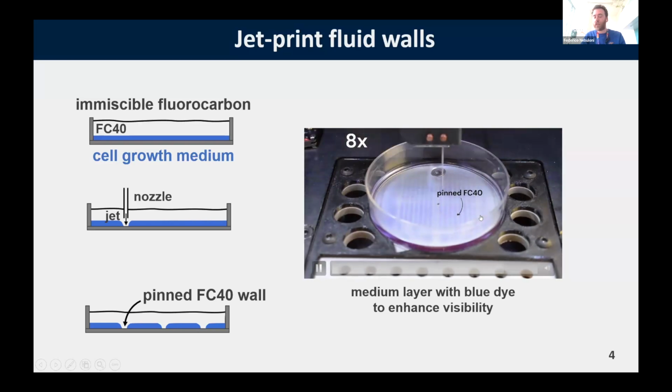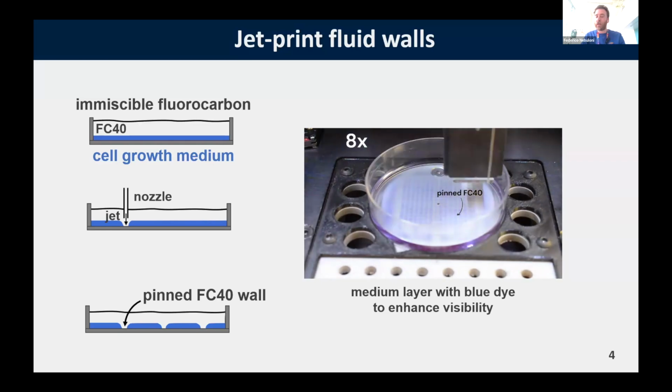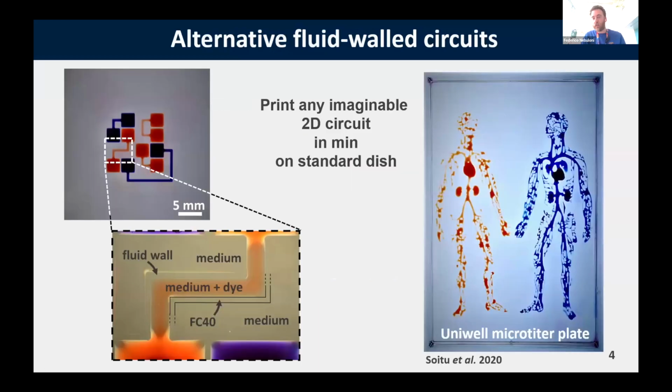Speeding up the process, it seems that here we're making a checkerboard made of 256 independent environments. It's quite understandable that just by changing the path of the nozzle, we can make any two-dimensional circuit in minutes inside standard dishes that are already used and available in every biological lab.